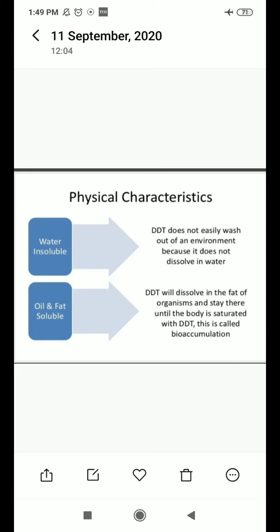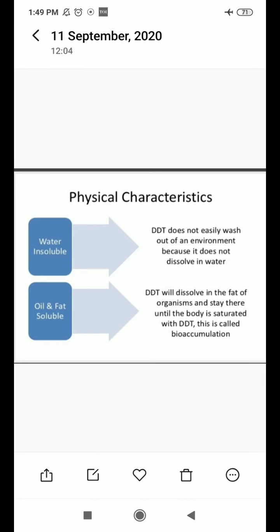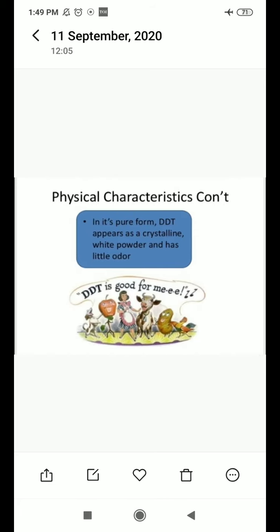Where are they mainly dissolved? In the fat and oil in our body, like different fatty acids. It is mainly dissolved in fatty acids so that it can easily accumulate in the fats and oil in the body. You should understand these things.